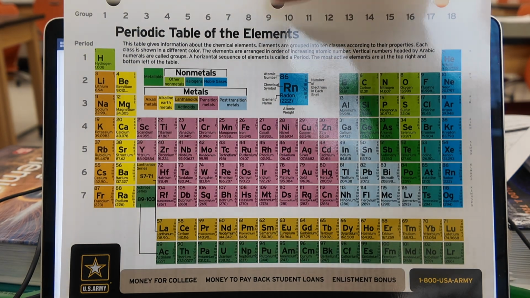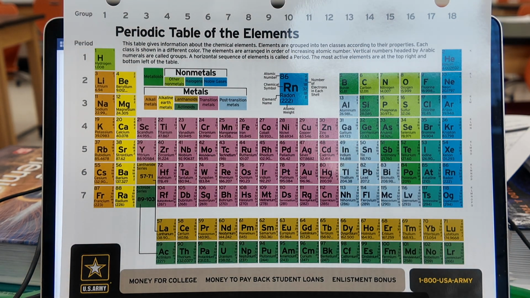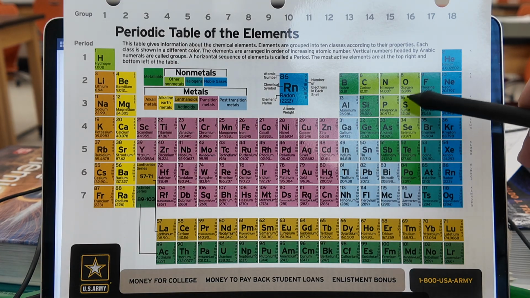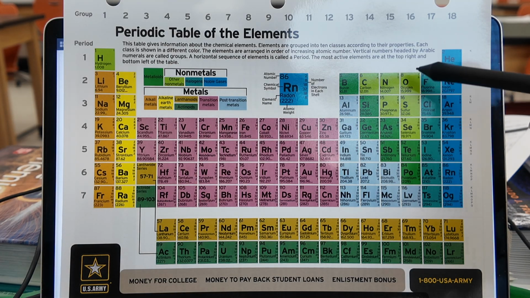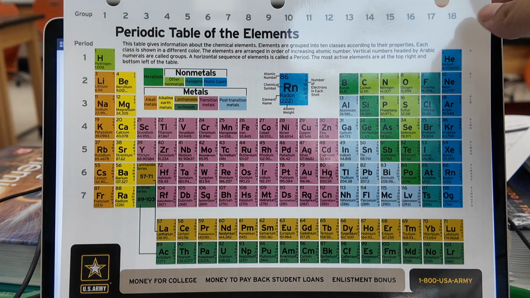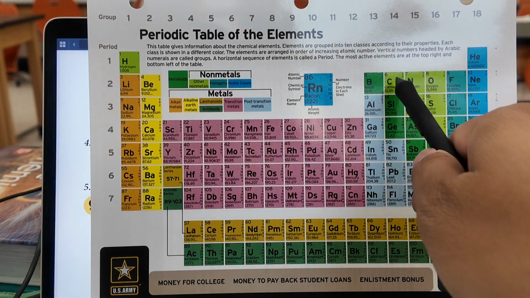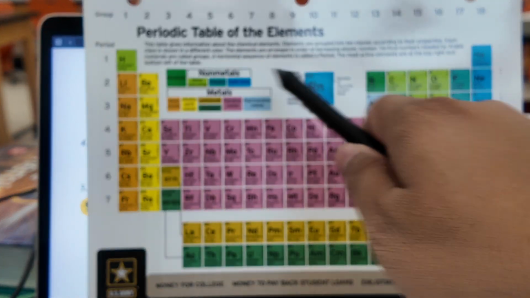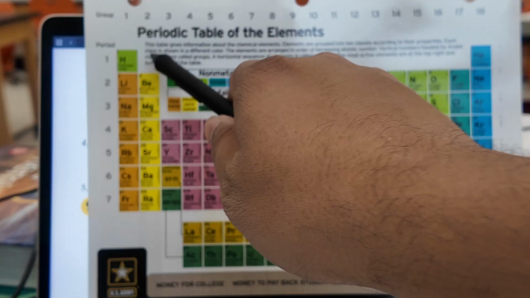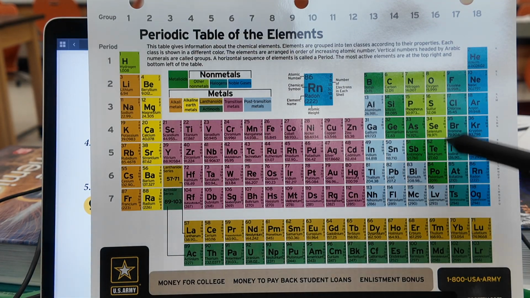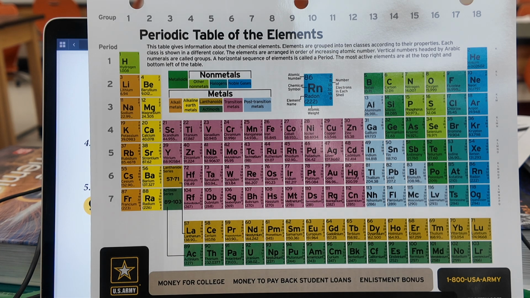If you look at this periodic table, S and O are both nonmetals, so that would be a covalent bond. The next one is CHOH. There's C, there's H, there's O, there's H. C, H, and O are all nonmetals, so they're also all covalent bonds. So you need ionic and covalent.